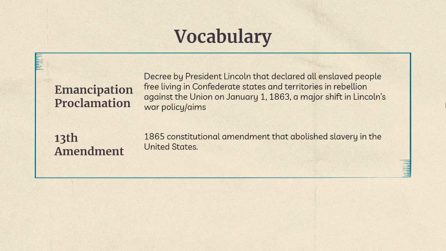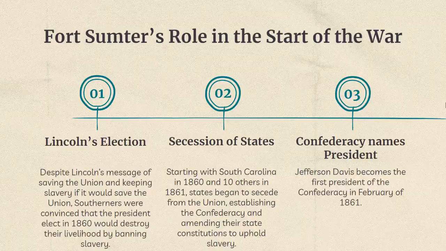We end with the 13th Amendment, and this is what abolishes all slavery in the United States. Fort Sumter has an important role at the start of the war. So let's do a little bit of review and then dive into how Fort Sumter is important during this time period.